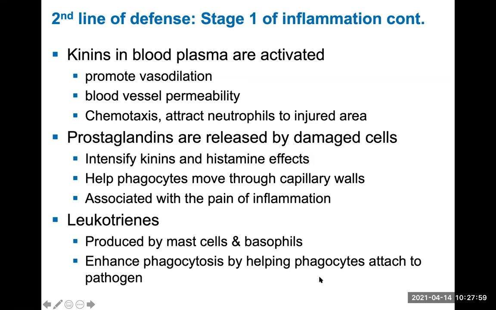Prostaglandins tend to get a bad rep for causing pain, but they're actually super important for this protective response of inflammation. Leukotrienes are going to be a special cytokine released by mast cells and basophils that help phagocytes to do their job. They enhance phagocytosis by helping phagocytes attach to the pathogen.